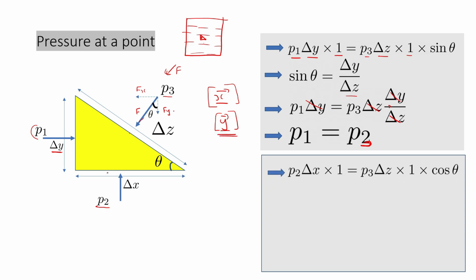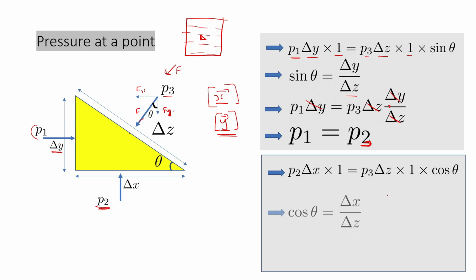So if you write, you can see that there is a force acting here, that is P2 into delta x into 1, just like the earlier case. So P2 is the pressure and delta x into 1 is the area. This will be equal to P3 into delta Z into 1 into cos theta. We have seen how the forces are resolved. We resolve the forces to find the Fy. Fy is equal to P3 into delta Z into 1 into cos theta.